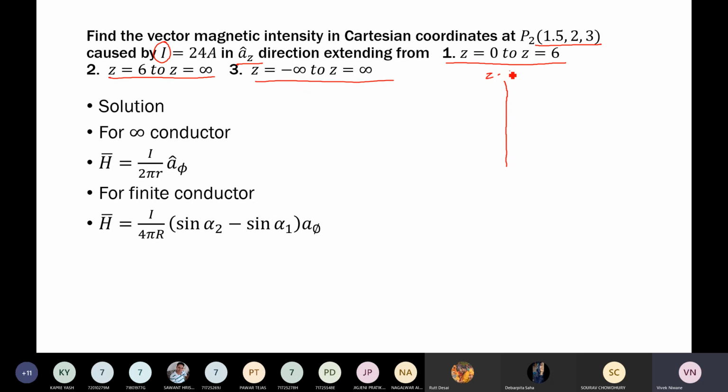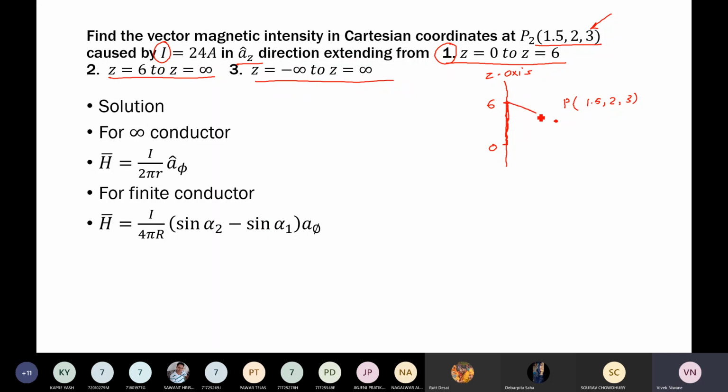Let us say this is the z axis and we have a conductor from z is equal to 0 to z is equal to 6. Now we have a point 1.5 to 3. So the z coordinate is 3, so it is in between 0 to 6. I'm putting it at random somewhere here, but it is going to have some geometrical restrictions. Since z is equal to 3, it will be somewhere in between 0 to 6. So this is 1.5 to 3.